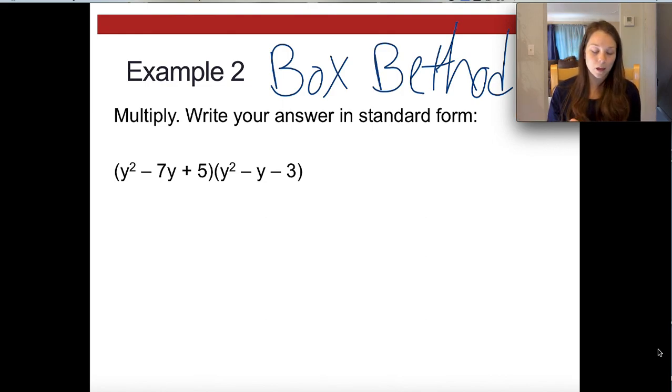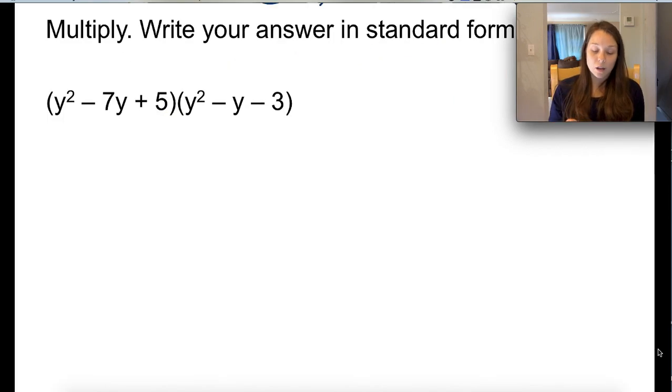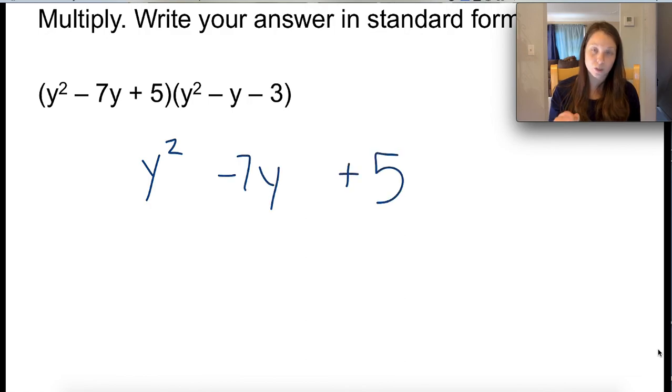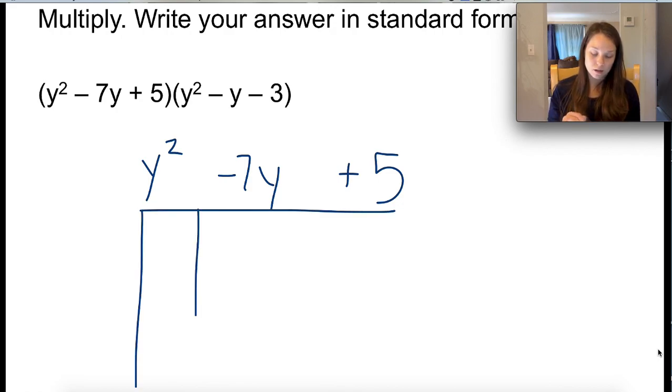So the way that this method can be applied is I'm going to create a box, and I'm going to have one box for every term in each quantity. So for example, my first equation is y squared minus 7y plus 5, so it has 3 terms. That means I'm going to create a box with 3 columns.